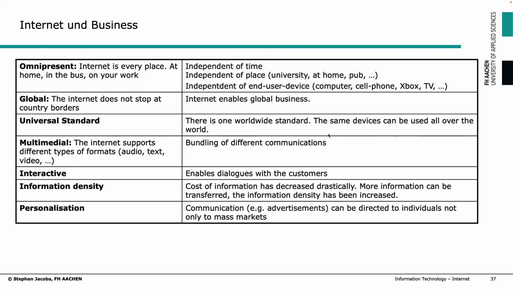The Internet is multimedial. That means it supports different types of formats: audio, text, video. So you can bundle different types of communications. If you compare it, for example, with a newspaper, then you have maybe pictures and text. If you have radio, you have only audio. But here in the Internet, you can combine all these means in the best possible way.